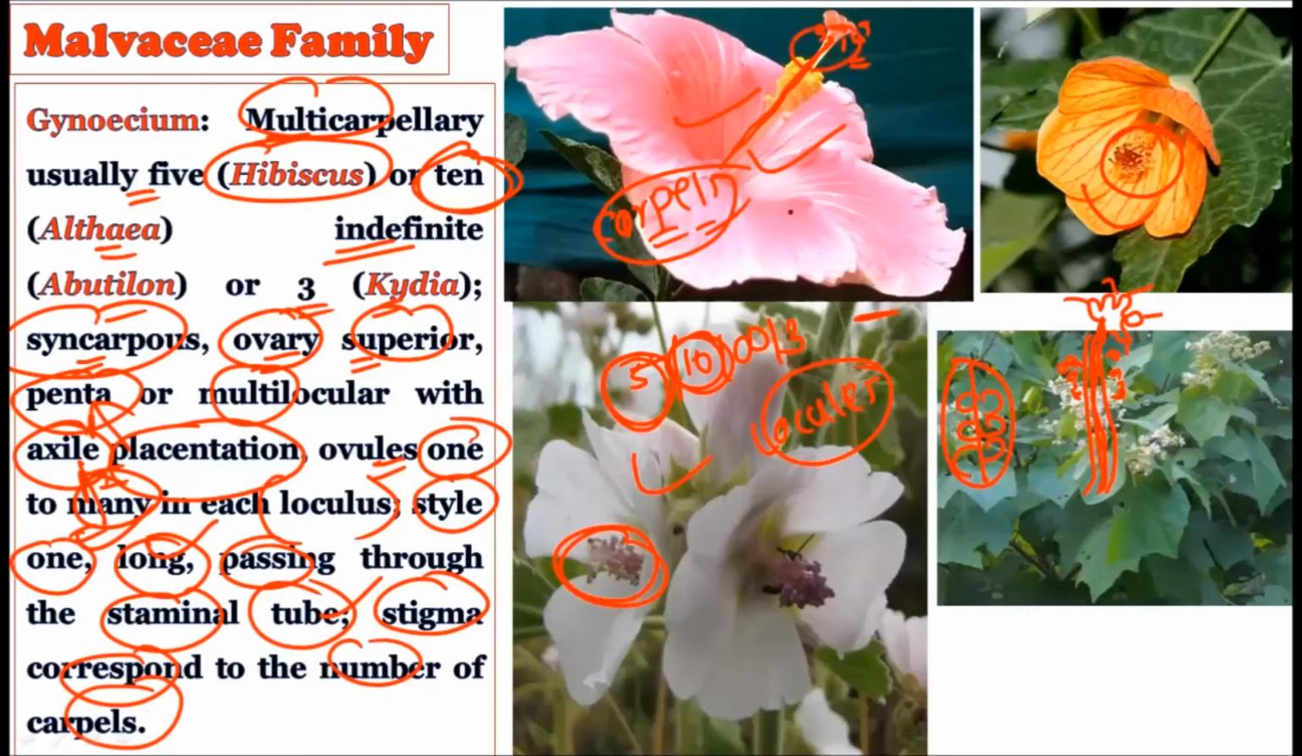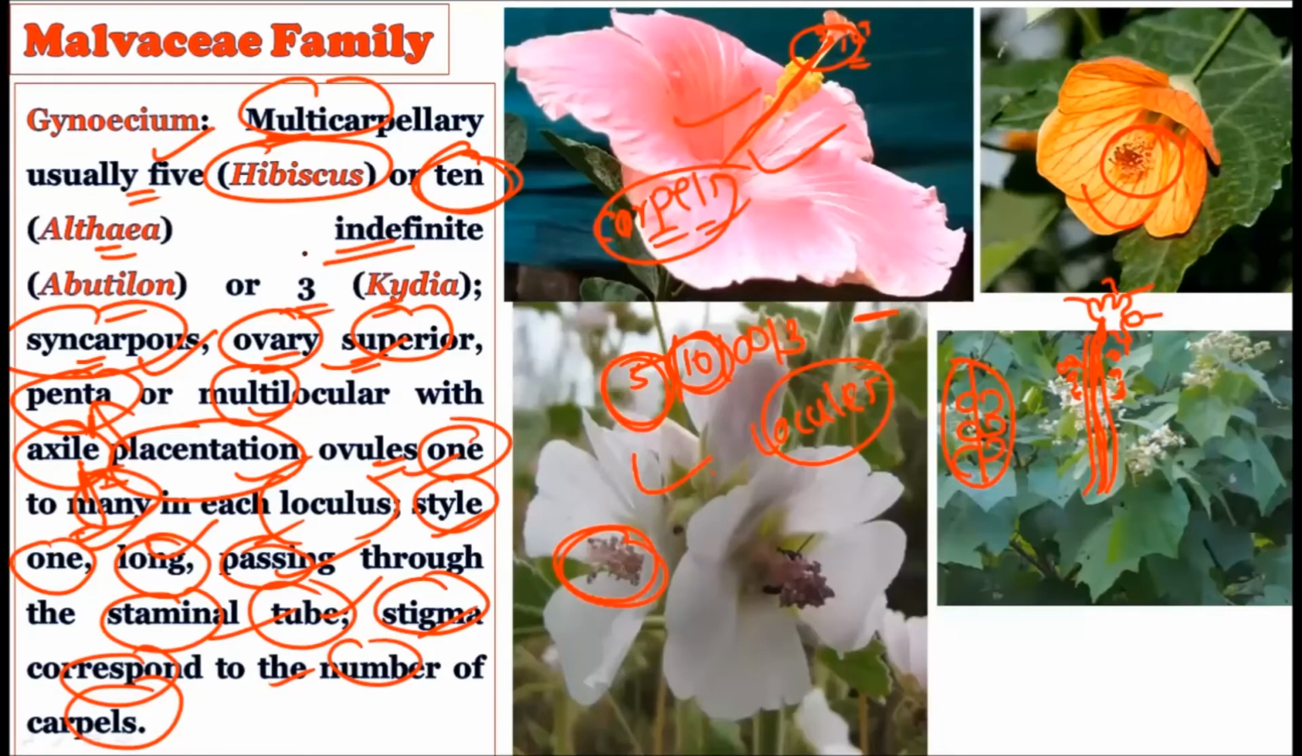Okay, so this is how the gynoecium is there. What is the nature of the gynoecium? It is multicarpellary, usually 5, 10, indefinite, or 3. It will depend on which genus we are talking about, right? Then the syncarpous condition is there. Ovary is superior, penta or multilocular, axile placentation, ovules 1 to many in each locule, right? Style is very long, passing through the staminal tube, and the number of stigmas corresponds to the number of carpels. Okay, so we have talked about the gynoecium, how many carpels are there in the Malvaceae family, and the different kinds of arrangement of the gynoecium or carpels, with its one long style, right?